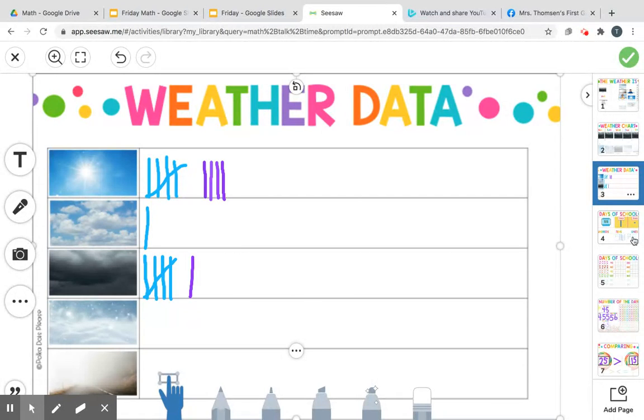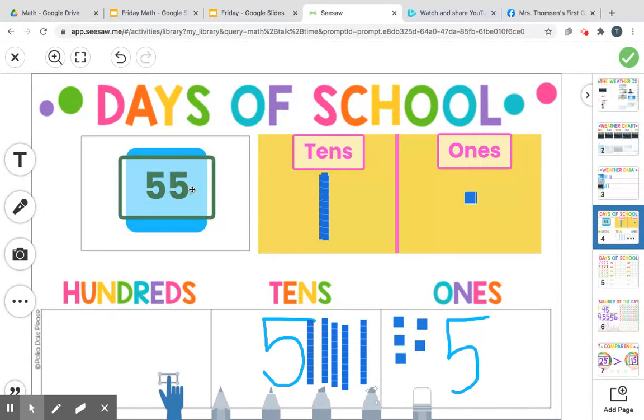What do you guys think the November weather's going to be like? Do you think it's going to be a lot rainy, or do you think it's going to be sunny? Hey, maybe we'll even get some snow this year. Who knows? Wouldn't that be great?